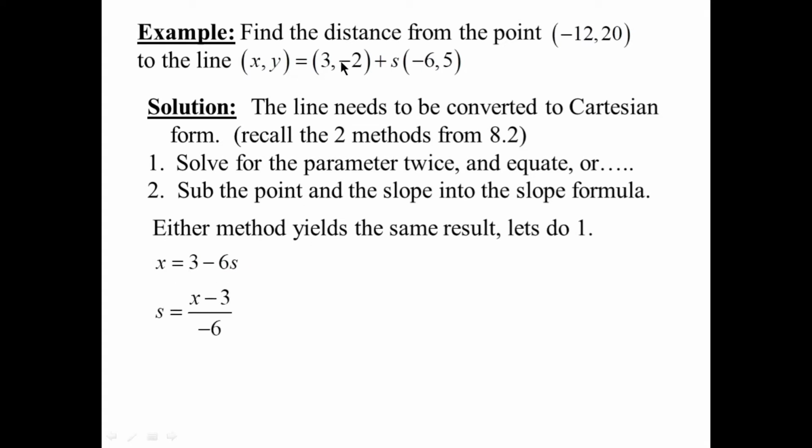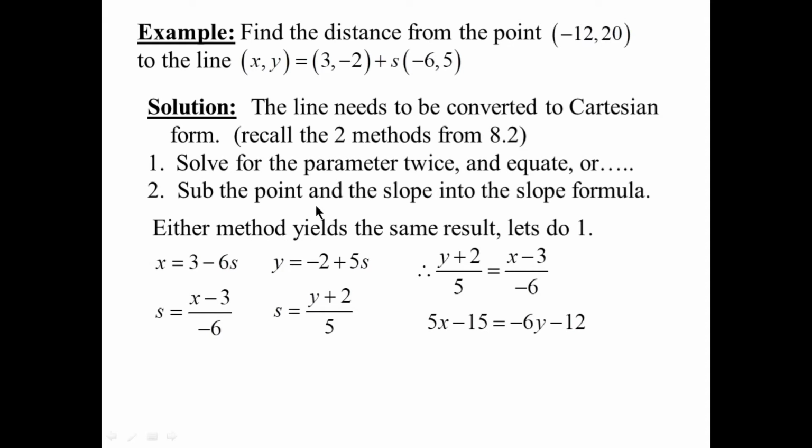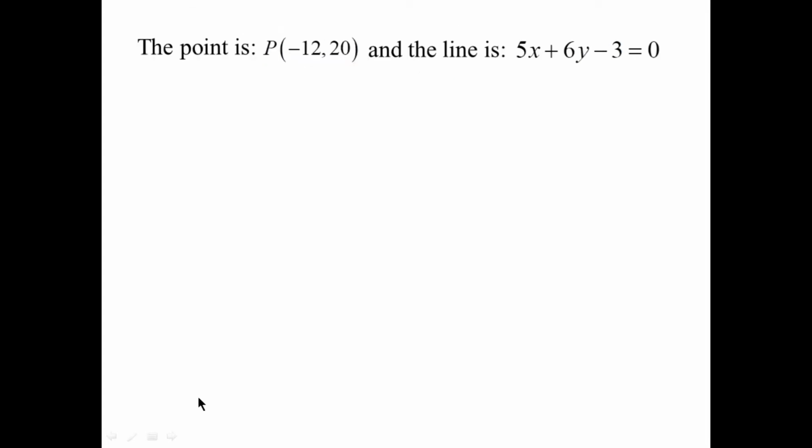And we see that y equals minus 2 plus 5s. Again, solving for the parameter by dragging the 2 and dividing by 5. And so now we have these 2 expressions for the parameter s, so we can equate them, cross multiply, and put the line into the format that we needed. We have the Cartesian form of the equation of a line. It used to be called the general equation.